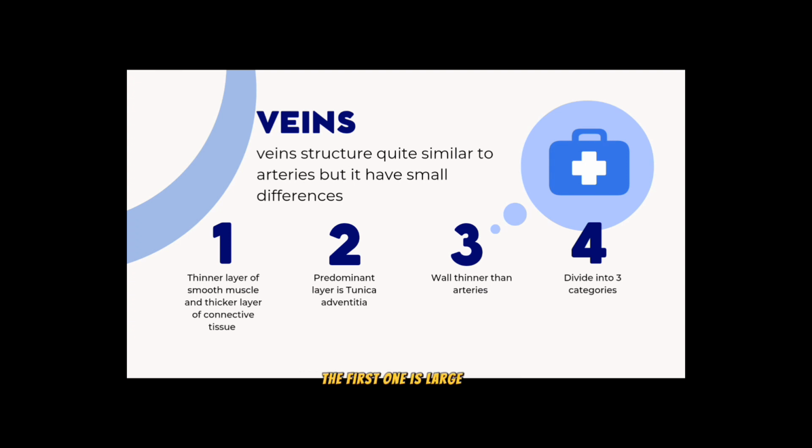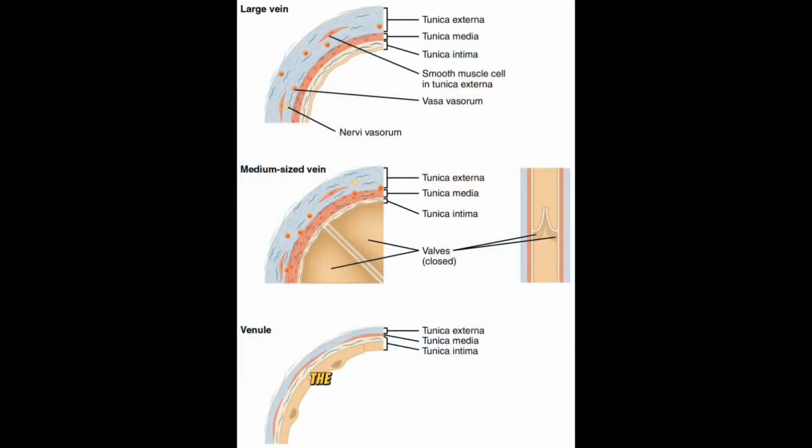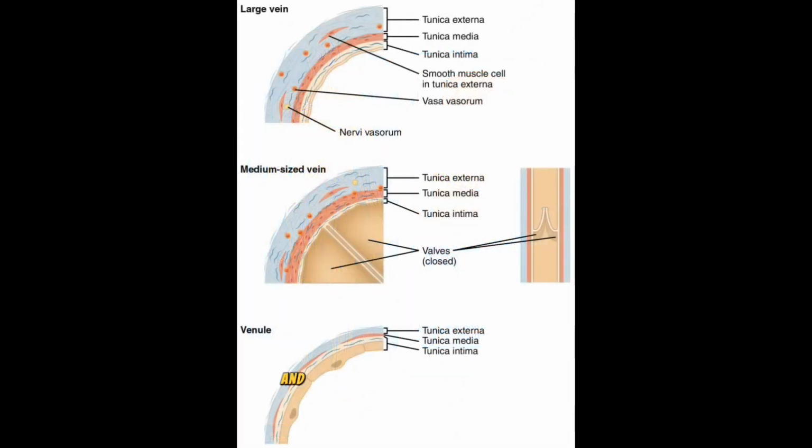The first one is the large vein. It has a large diameter because it needs to transfer blood into the heart. The second one is the medium vein that carries blood to the large vein. Its structure is very similar to the large vein. And lastly, we have venules, smaller veins that carry blood from capillaries to the medium veins. Endothelium is the dominant layer.